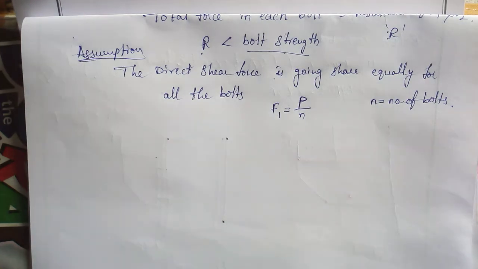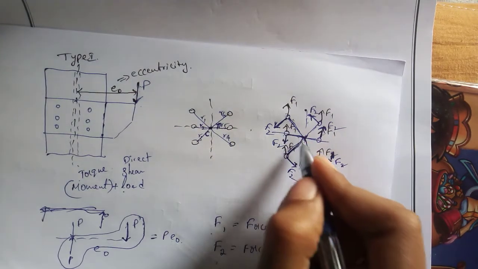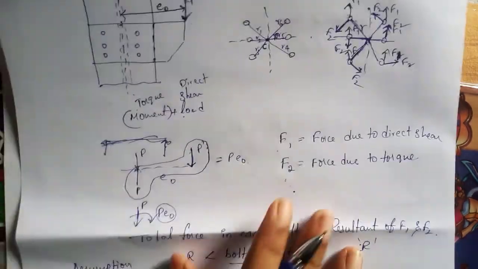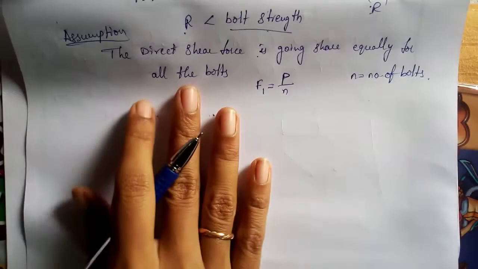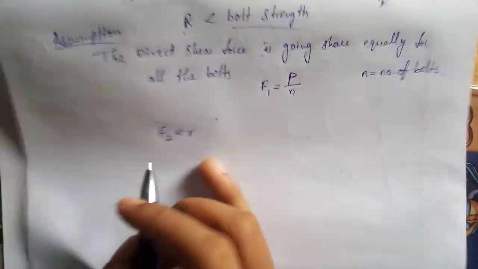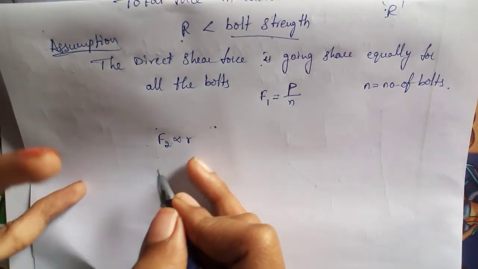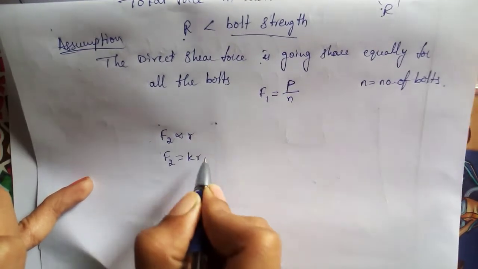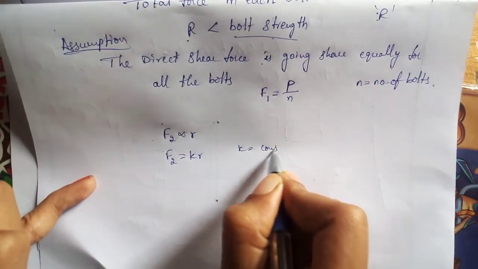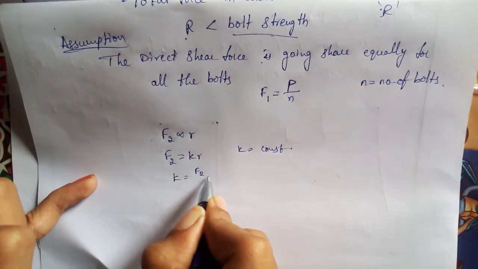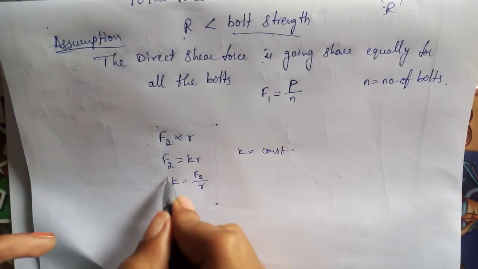Now coming to F2. If you observe, this F2 is perpendicular to all radial distances, right? So the relation between F2 and R is that F2 is directly proportional to R. To remove this proportionality, we can add a proportionality constant: F2 equals K R. This K is the proportionality constant. So from here we can write K equals F2 by R. Okay, just keep this aside.